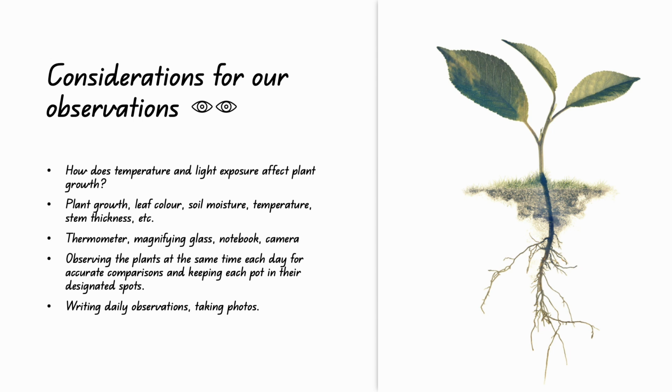Our conditions for our observations are to observe the plants at the same time each day for accurate comparisons. And we need to keep each pot in its designated spot, either the sunny area or the shady area. Our recording method is to write daily observations. We should use the photos we will be taking to keep these observations.